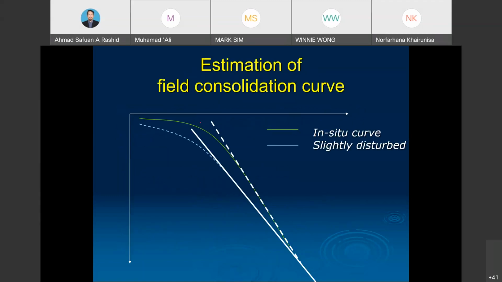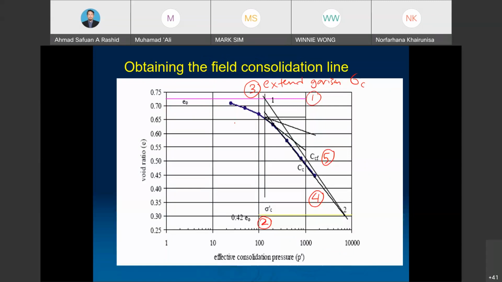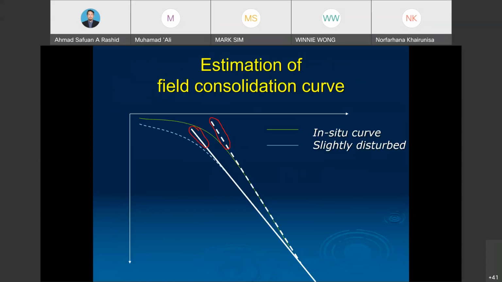The green solid line shows the in situ curve, while the dashed blue line is considered the slightly disturbed line, which is obtained from the odometer. This CC is calculated from the odometer, while this CC represents the actual CC value. So how do we determine the actual CC value?